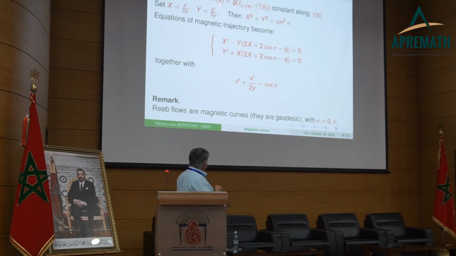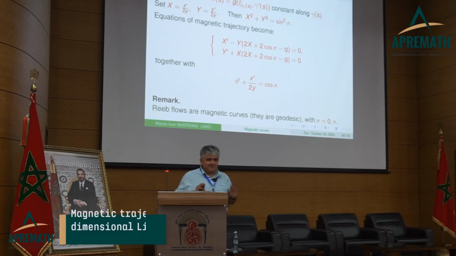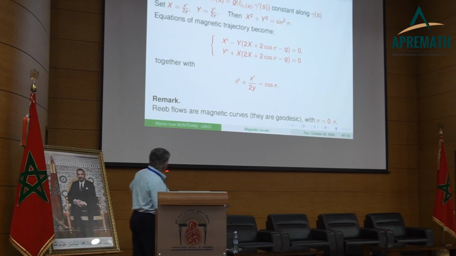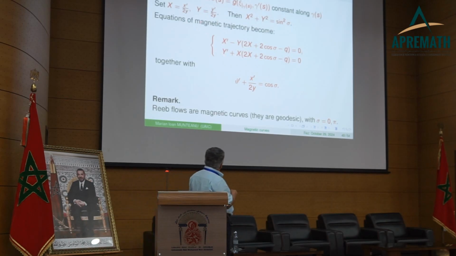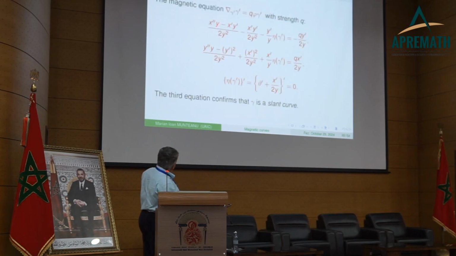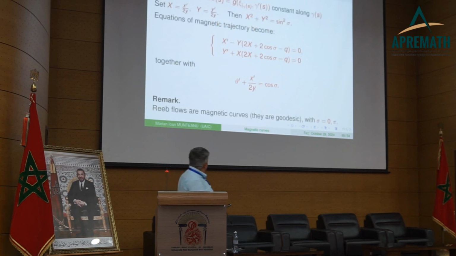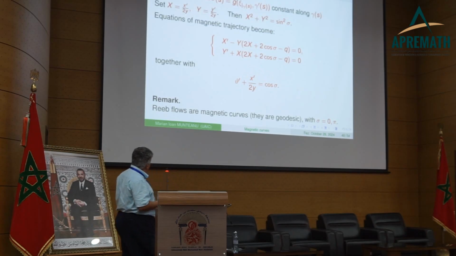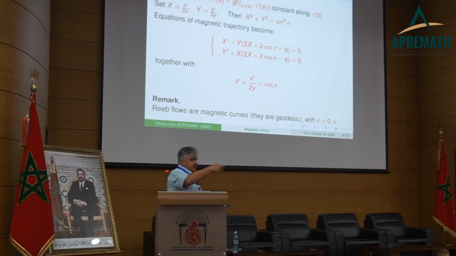And so from now on, to avoid confusion with the two theta, in LaTeX it is a difference, but it's better I change theta to sigma, the contact angle. There are some tricks to try to solve this system. If we remember that it is arc length parametrized, we have also this relation. So the equation becomes this one, together with the condition of being slant. The Reeb flow, so the integral curves of psi, are geodesics, they are magnetic curves, with sigma equal to 0 or pi, depending on the orientation.